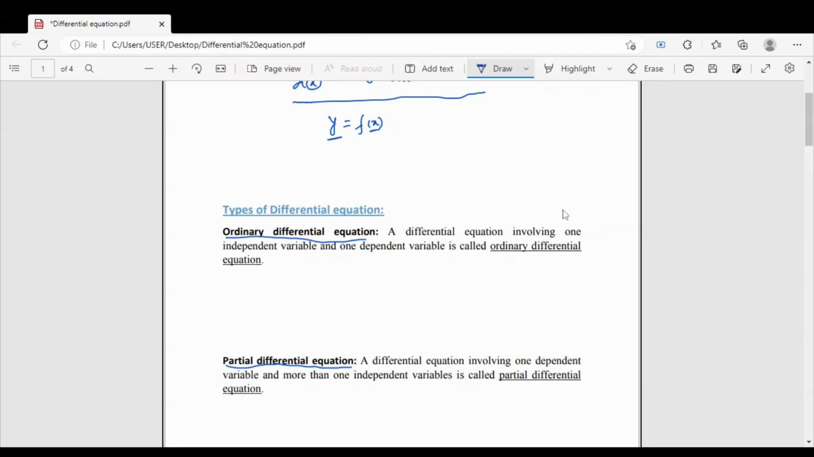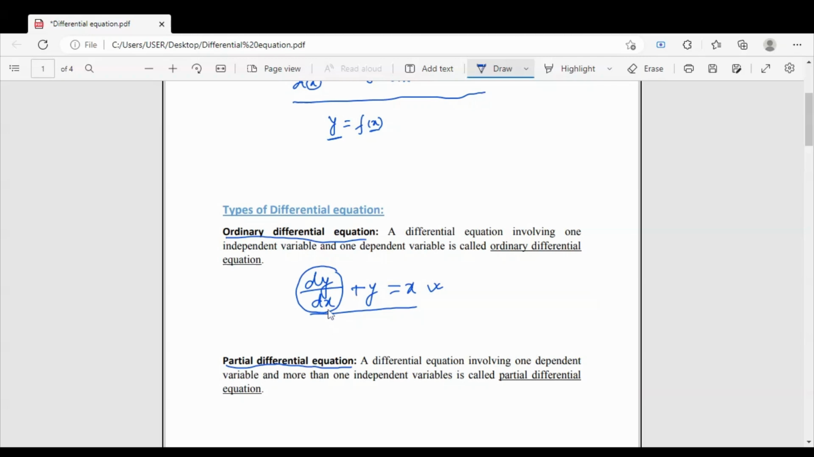In case of ordinary differential equation, it contains only one independent variable and one dependent variable. For example, we consider dy by dx plus y equal to x. This is an example of ordinary differential equation where y is the dependent variable and x is the independent variable. Only one dependent and one independent variable is present, and this derivative is an ordinary derivative. So that's why this differential equation is called ordinary differential equation.